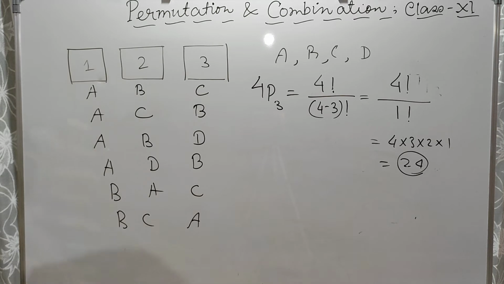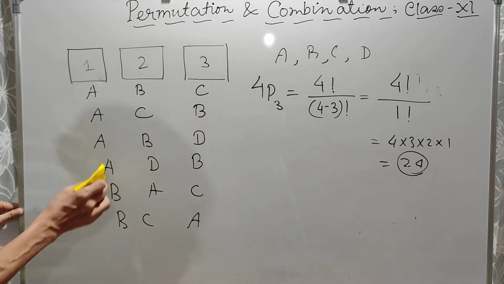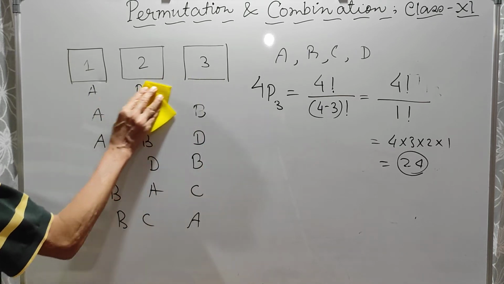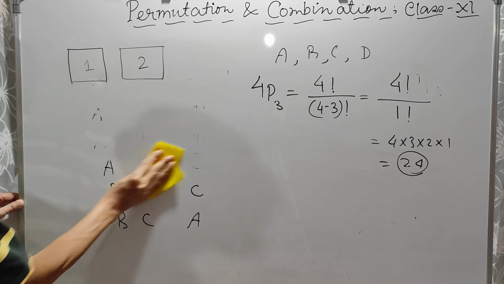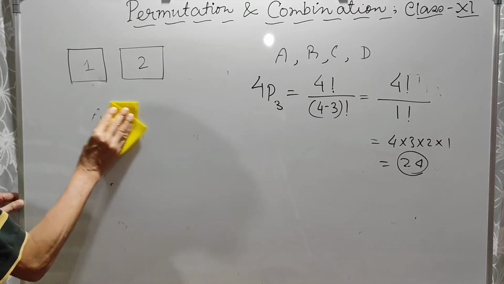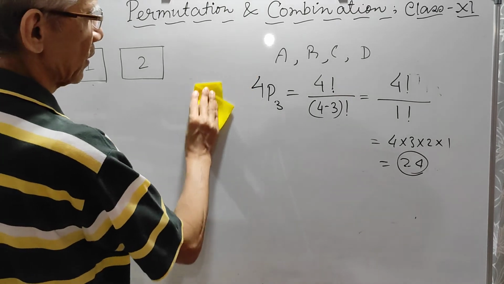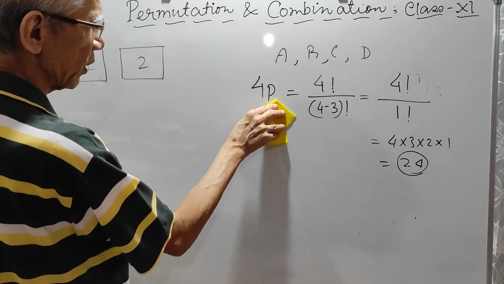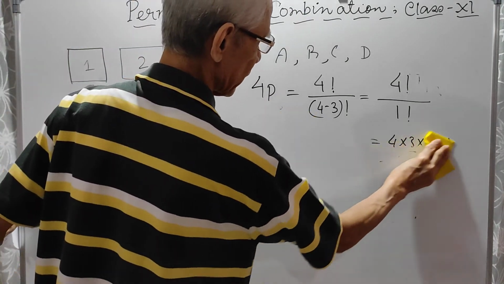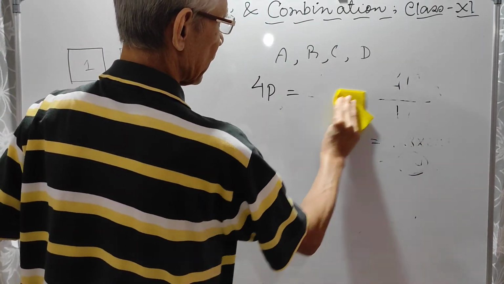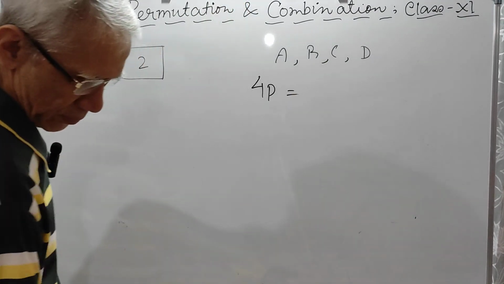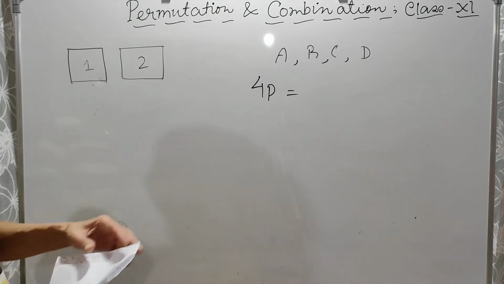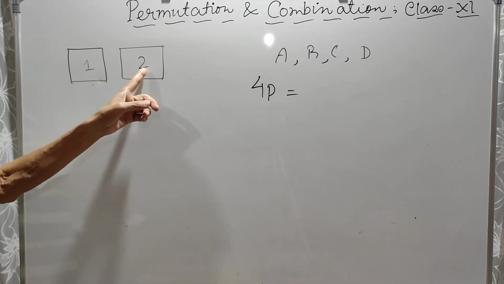All right. Now suppose this ABCD, suppose there are only 2 chairs. Now this time let us see. 4 boys, but only 2 chairs. Then what will be the number of permutations? There are 4 students, 4 boys, but only 2 chairs available.